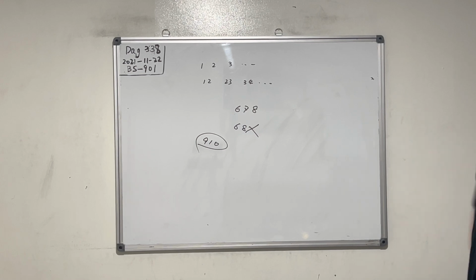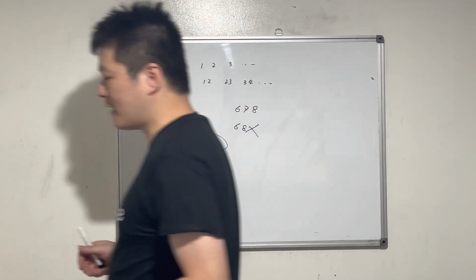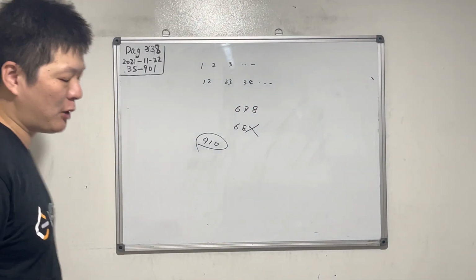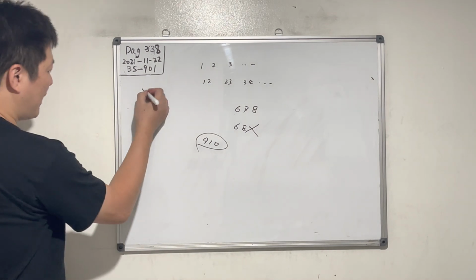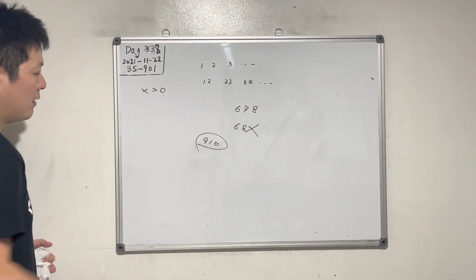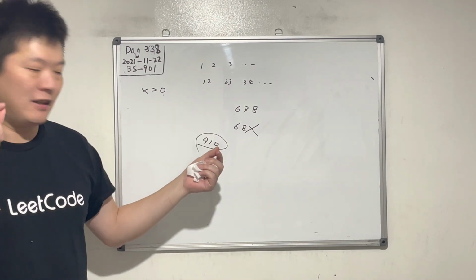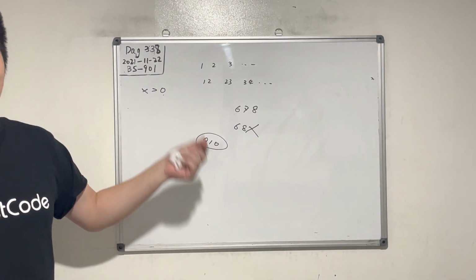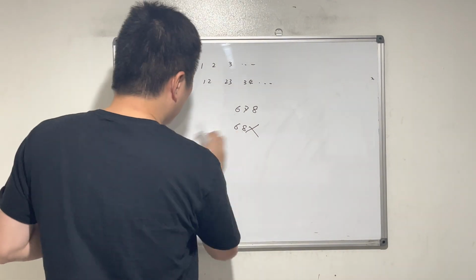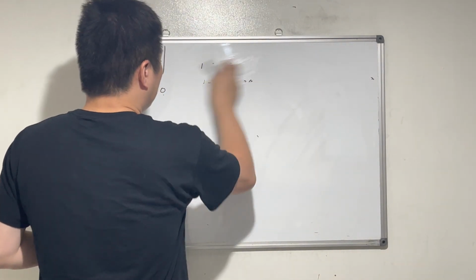Let's just define it as a positive number, a positive integer x bigger than 0, where each digit of x is 1 plus its previous digit, okay? Each single digit is 1 plus its previous one, okay?